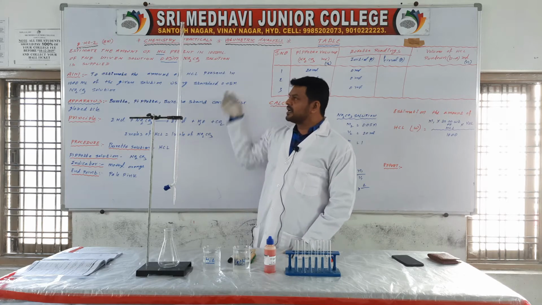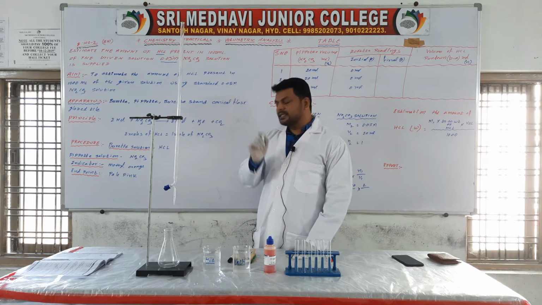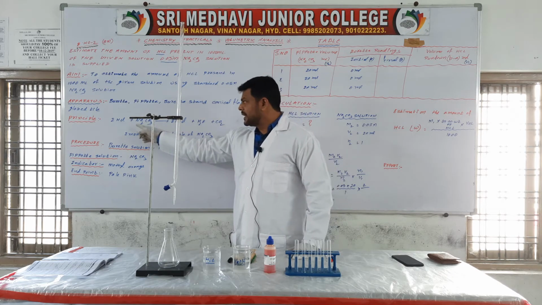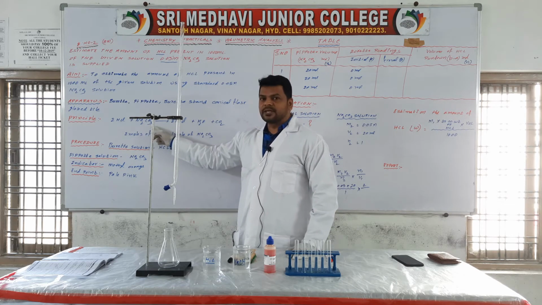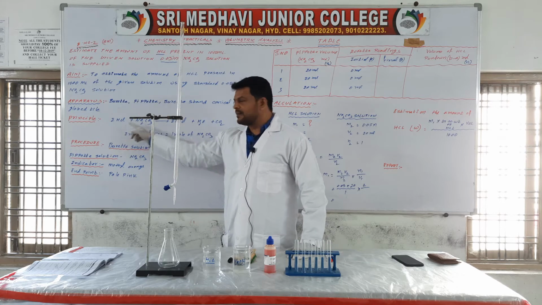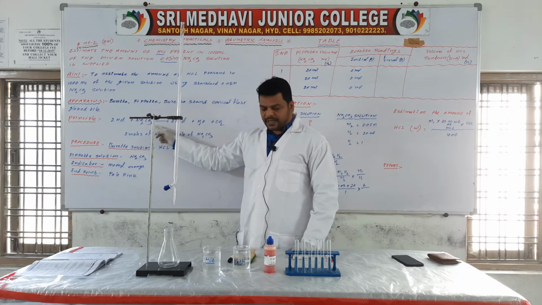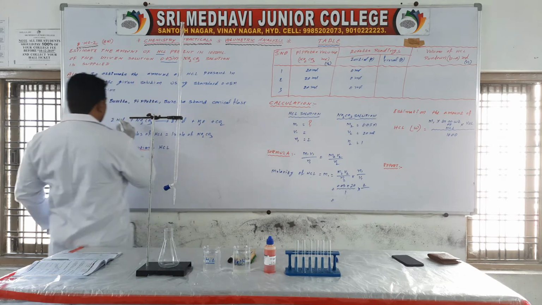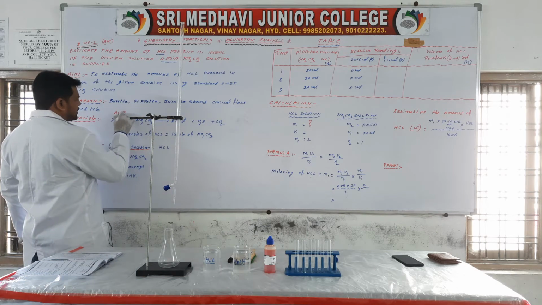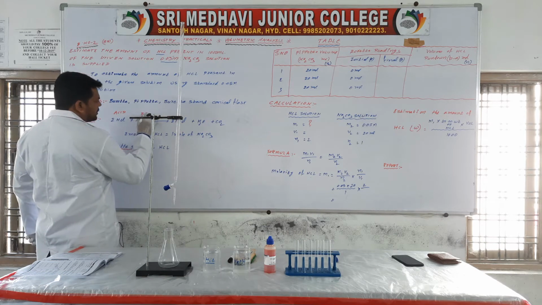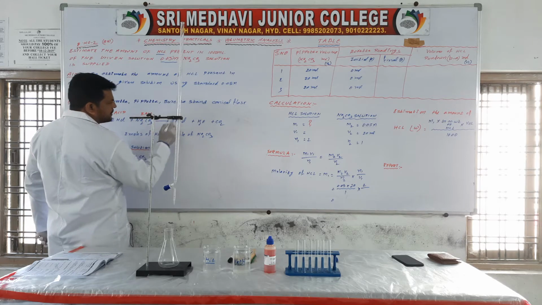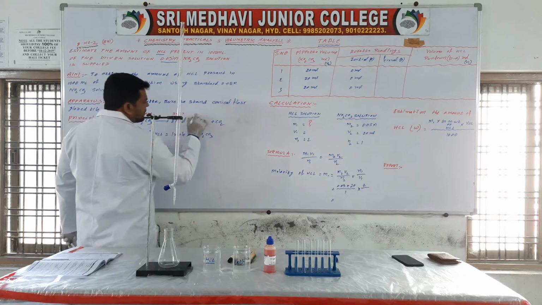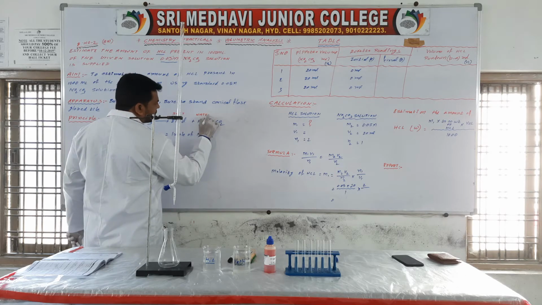Then from the given problem we have to write a principle, that is HCl plus Na2CO3. HCl is the acid, Na2CO3 is the base. So here it is acid, it is a base, it is a salt, and it is water.